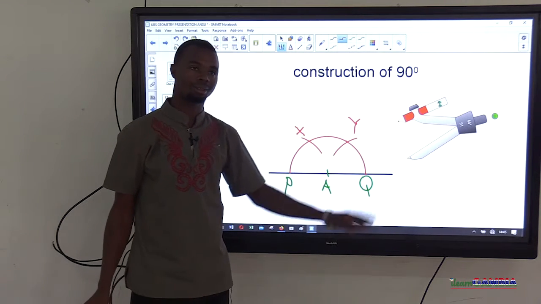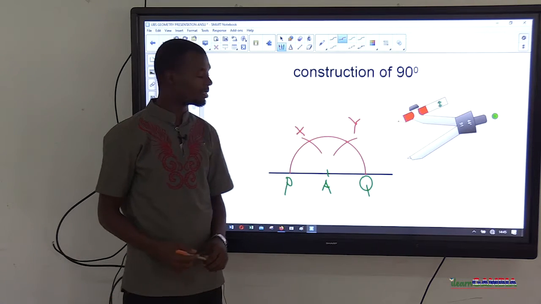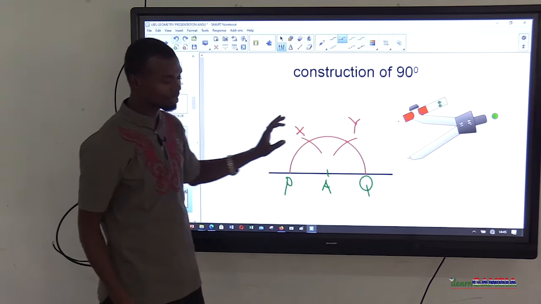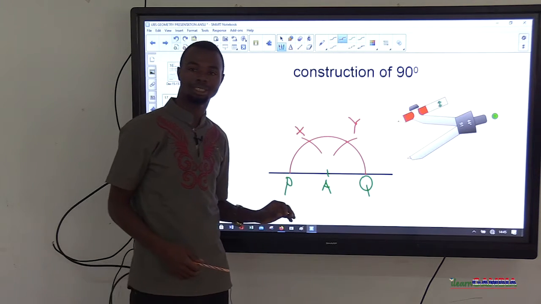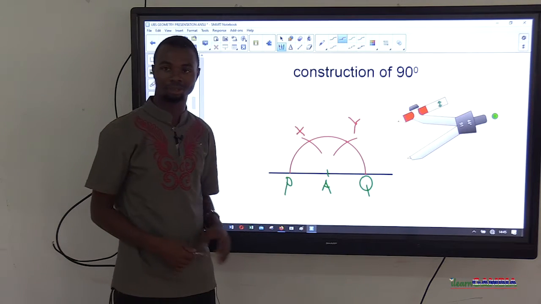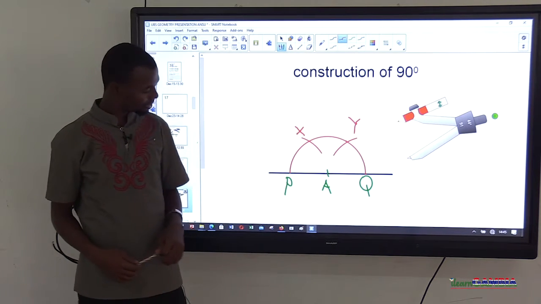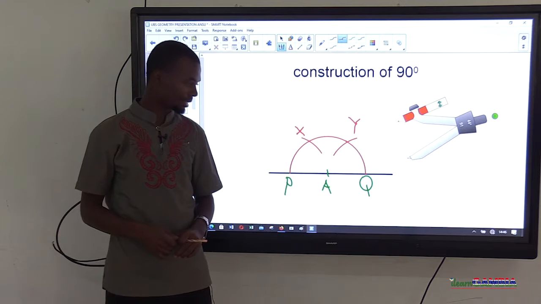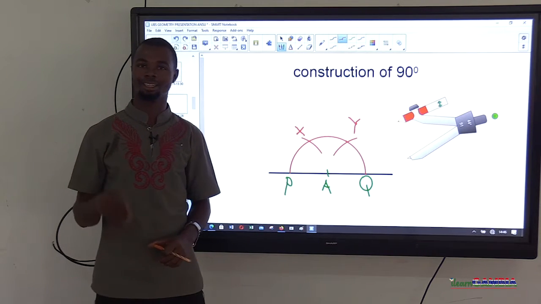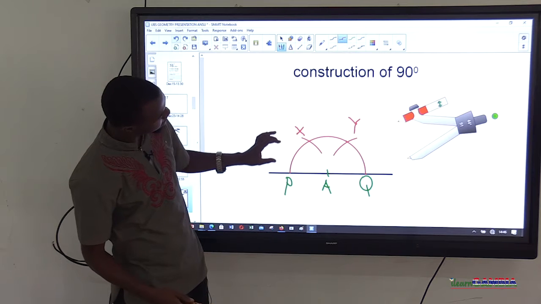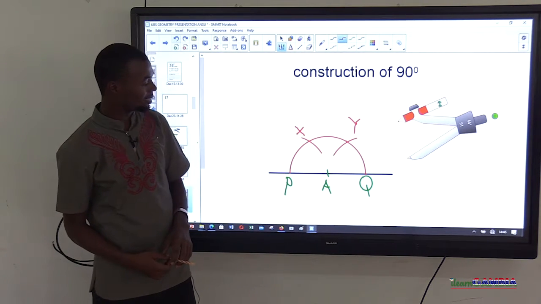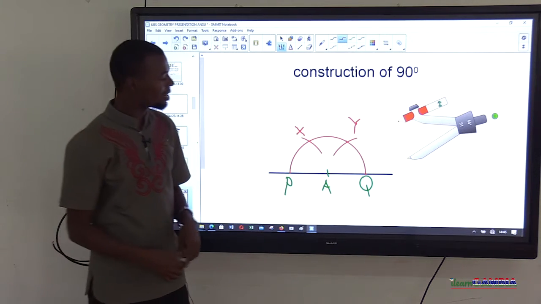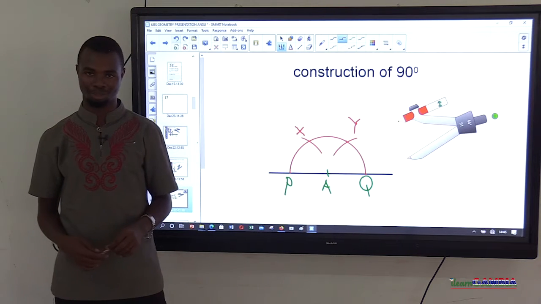So you have this semicircle on a straight line, and the semicircle is divided into 3 angles. We know the angle in a semicircle is 180, which is also a straight line angle. If you divide a straight line angle into 3 equal parts, you have 60, 60, 60. From P to X, the angle there is 60 degrees. XY is 60 degrees and QY is also 60 degrees.